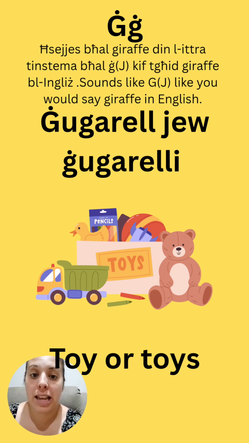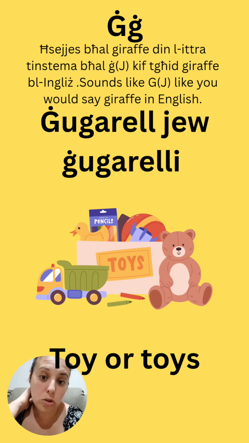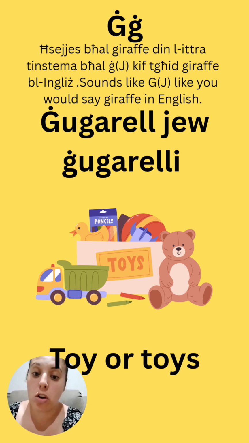This letter sounds like J, like you would say giraffe in English. Here we have the letter G, okay? It's got a dot on top. So for this, you're using the soft G sound, okay? If you know in English, there's a saying called gentle Cindy. When you see the dot on top of the G, you're using the soft G sound, okay? You're using gentle Cindy, all right?